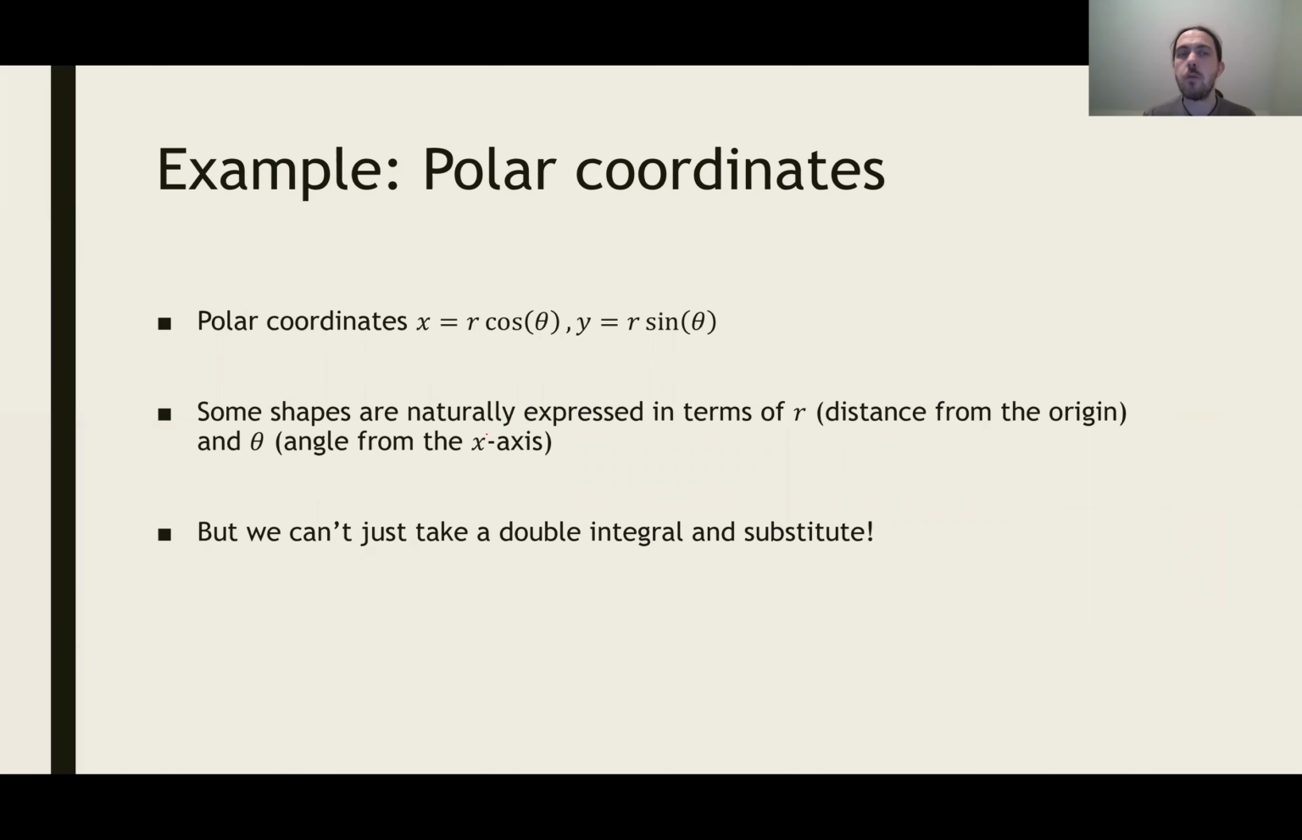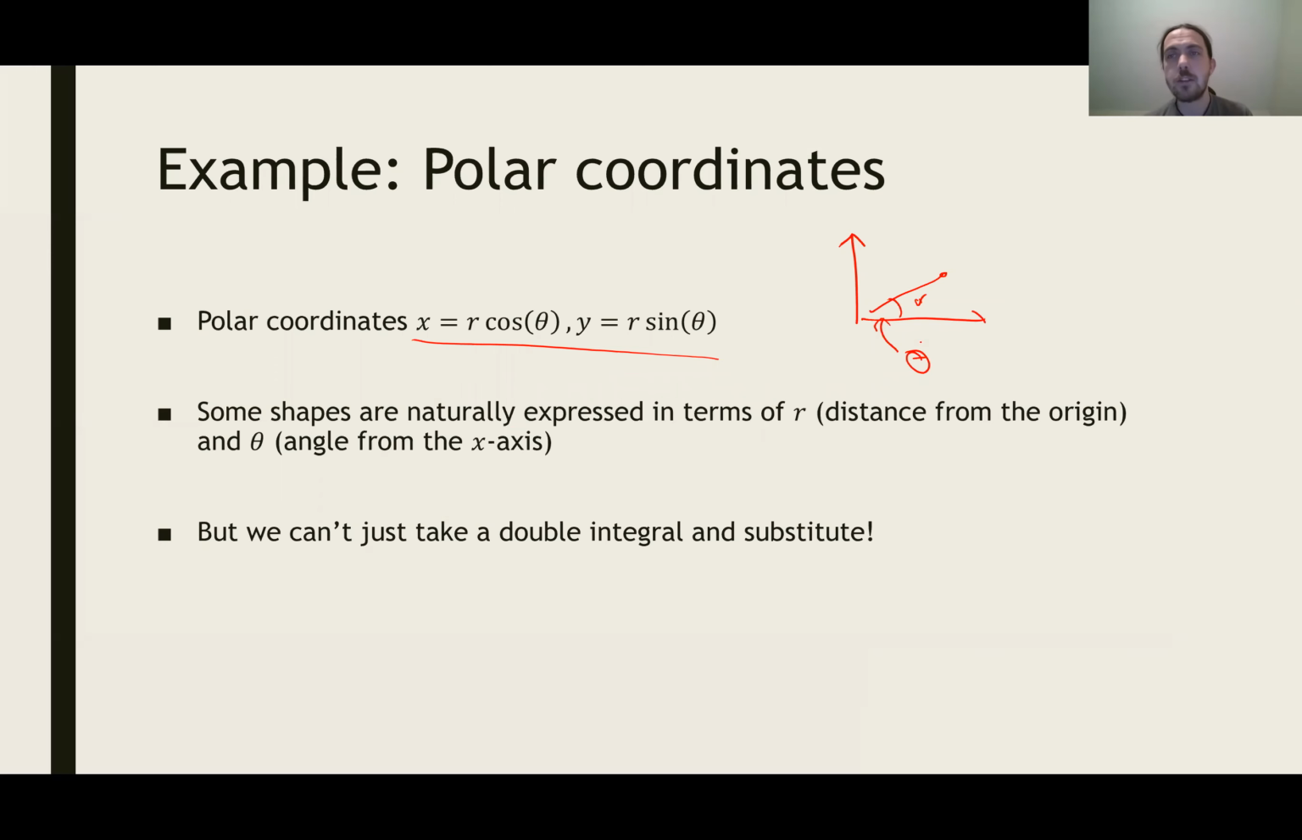So polar coordinates, if you haven't seen them before, x is r cos theta and y is r sine theta. They measure every point inside two-dimensional space in terms of its distance r from the origin and the angle theta that it makes from the x-axis if you measure counterclockwise. There are some shapes that are expressed very, very cleanly using polar coordinates. And there are some functions that are expressed very cleanly using polar coordinates.